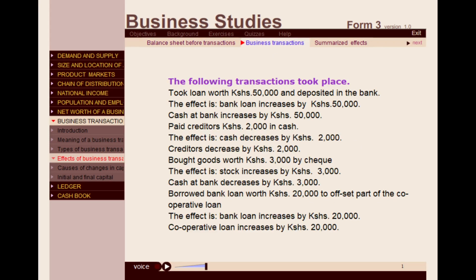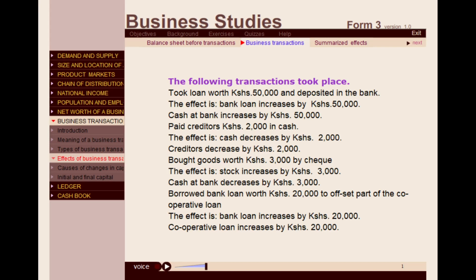This transaction will affect bank loan and the bank. The effect is bank loan increases by 50,000 Kenya shillings. Cash at bank increases by 50,000 Kenya shillings. Paid creditors 2,000 Kenya shillings. The effect is cash decreases by 2,000 Kenya shillings. Creditors decrease by 2,000 Kenya shillings.